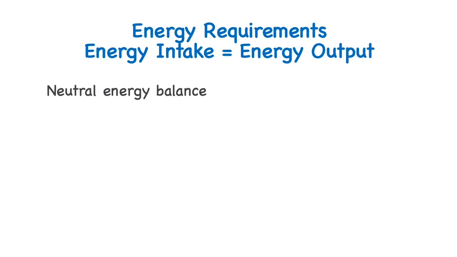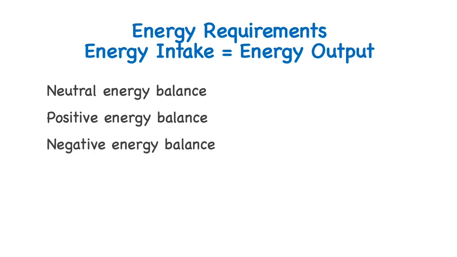When homeostasis is maintained, you have a neutral energy balance. However, if the energy intake becomes greater than energy output, you have a positive energy balance, and the opposite is true. If the amount of energy intake becomes lower than energy output, you have a negative energy balance. During a positive energy balance, weight can be increased, and during a negative energy balance, you can have a loss in weight.